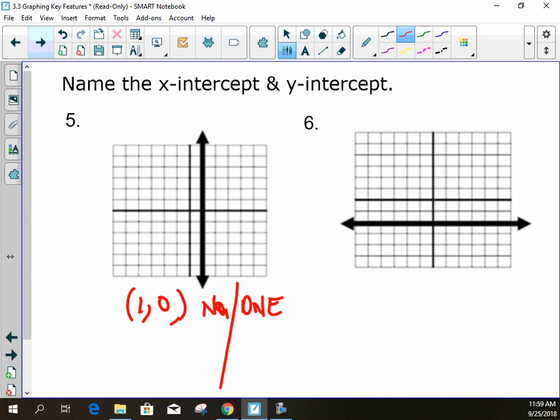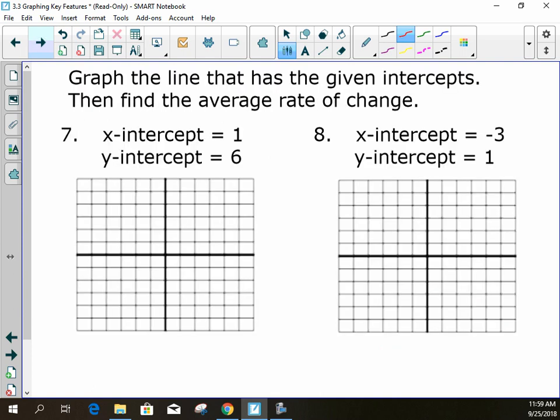Over here, intercept. 2 or 0, -2. What's your x-intercept? Does not exist. Or none. Don't say 0. All right. Intercepts. Then find the average rate of change.